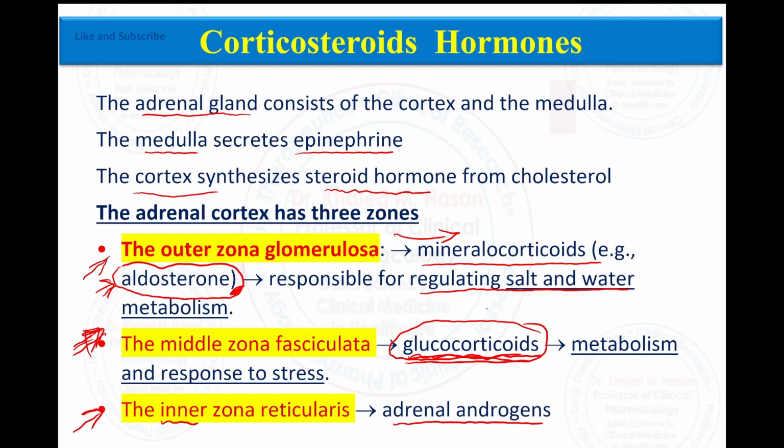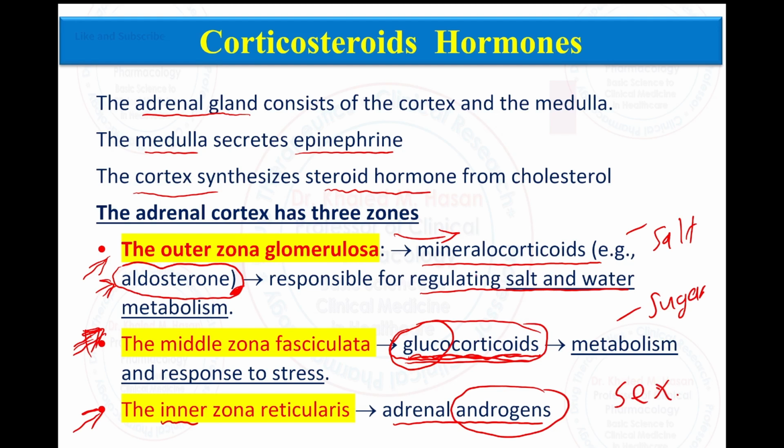So you can see here, the outer zone is salt, the middle is responsible for sugar when you talk about glucocorticoids, then the inner is sex hormones. So we have three parts. The outer side is the mineralocorticoid aldosterone, responsible for salt regulation. The middle one, glucocorticoids, is responsible for stress and inflammation, and the inner part, the reticularis or inner zone, is responsible for secretion of androgen.